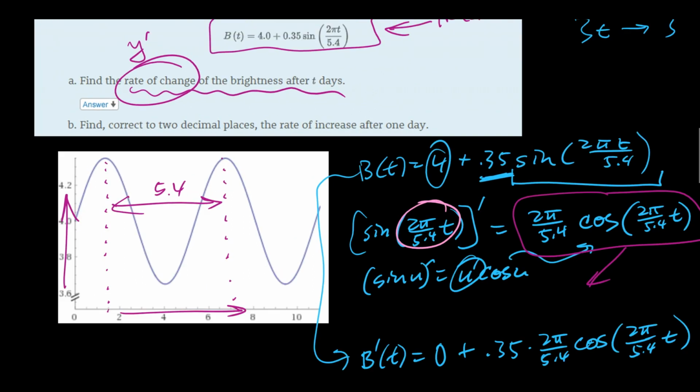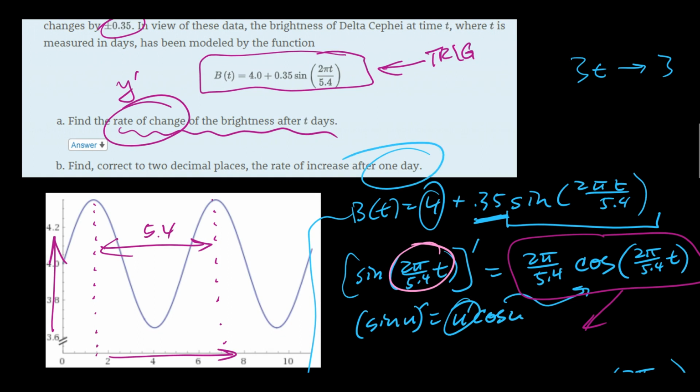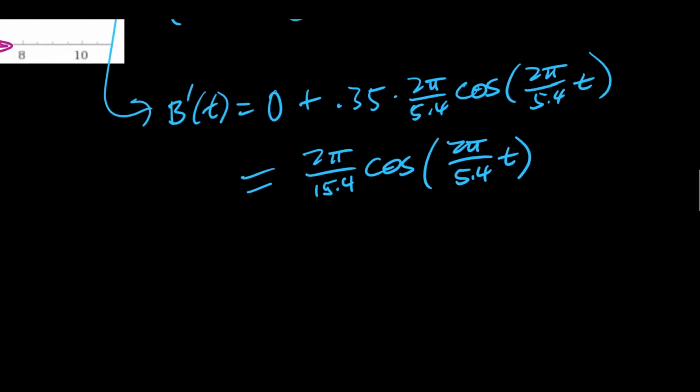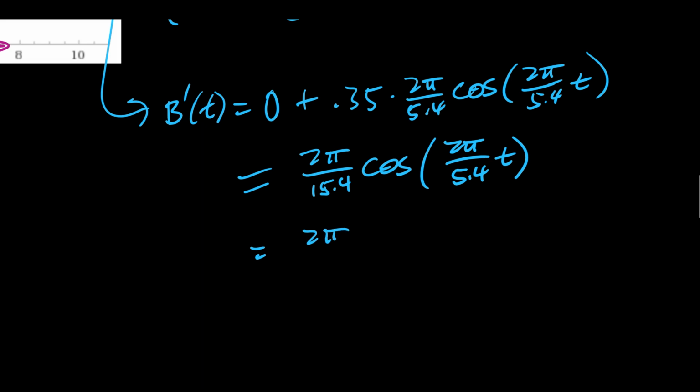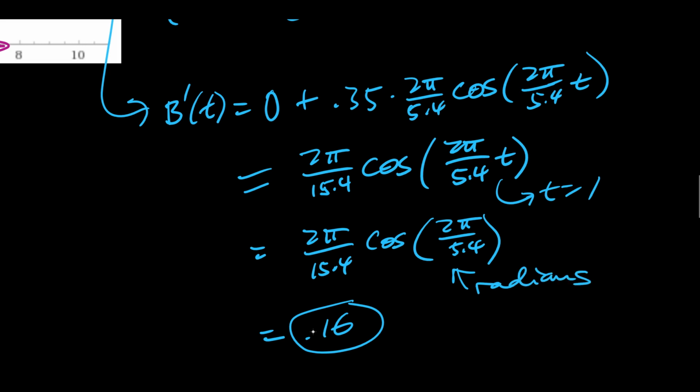So what are they asking us to find here? It says find the rate of increase after 1 day. So we're just going to plug in 1 here. So we go 2 pi over 15.4. And since you're doing all this on a calculator, you can get the decimal approximation for that right away. And then t is equal to 1. So we're going to get cosine of 2 pi over 5.4. And so when you do this on the calculator, you get about 0.16. Now you have to remember, you have to use radians in your calculator whenever you do this problem, okay? You have to use radians there.